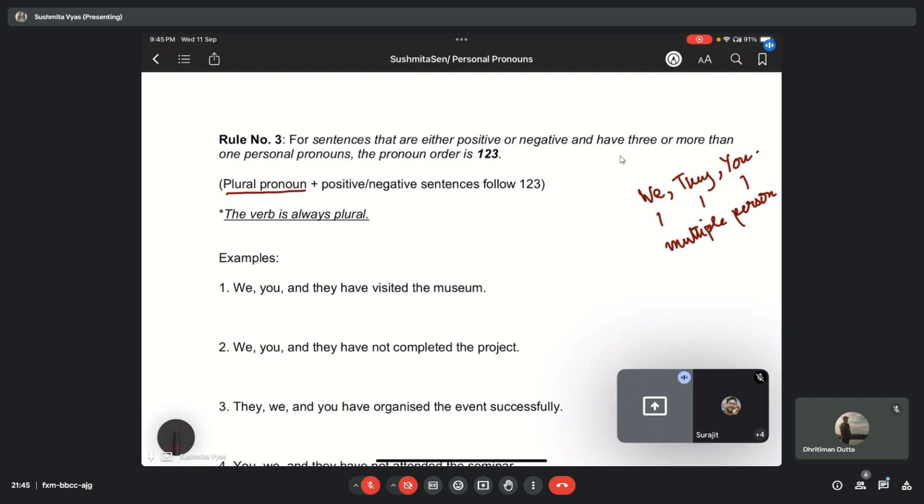Now the thing about plural pronouns is that whether the sentence is positive or negative, the pronoun order will always be one, two, three. One, two, three. What is we? One, two, three. So the sentence is in the correct order.